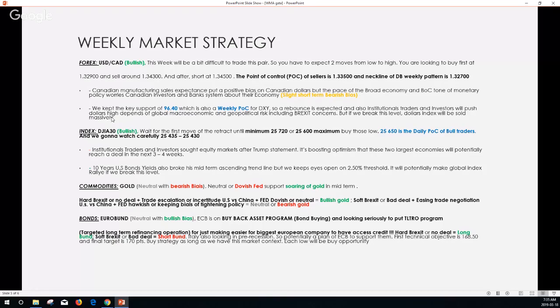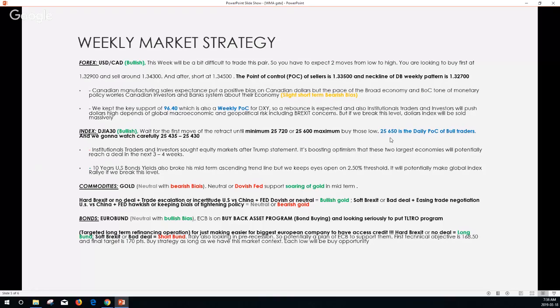So that's why we just have to be very patient, and then go with the dip on the USD card, buy the dip, right? The dollar index is looking bullish, but you just have to wait for the first move on the retrace until a minimum 25,720 or 25,600 maximum, and then buy this low, as I said.